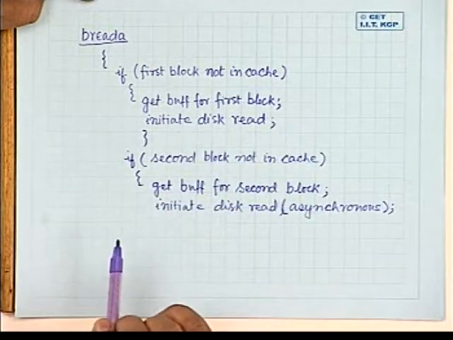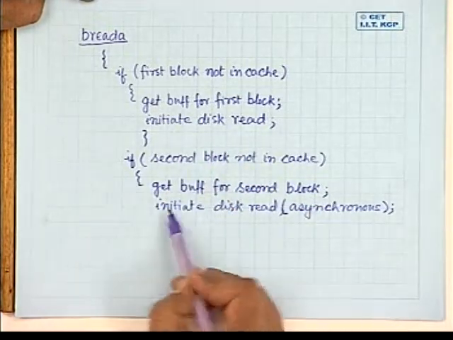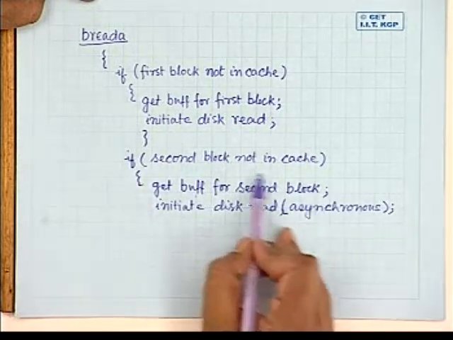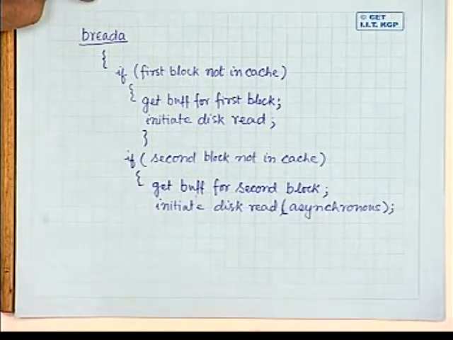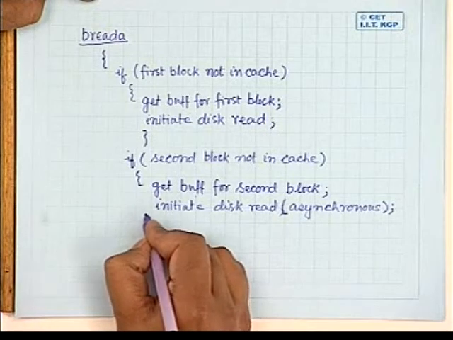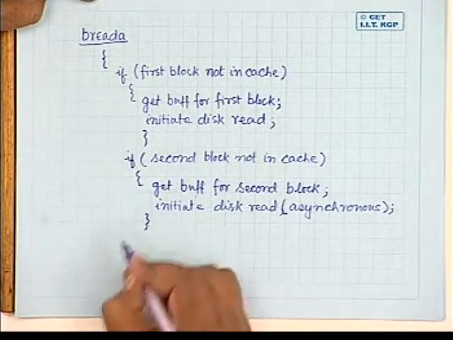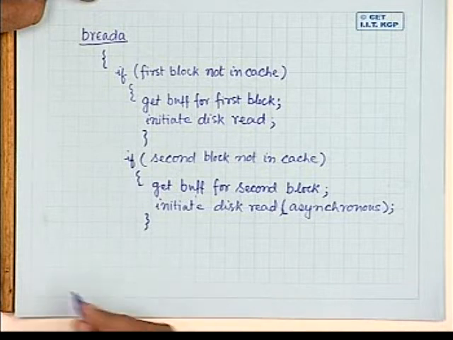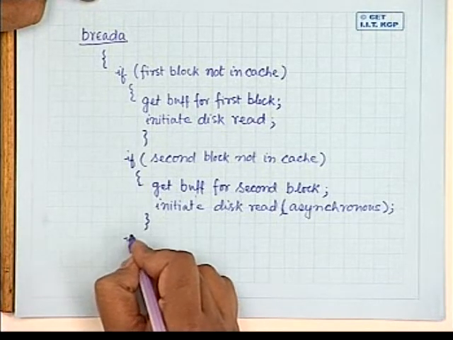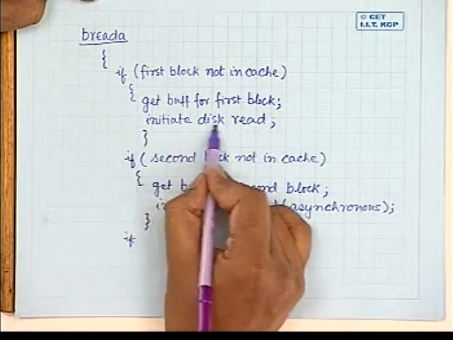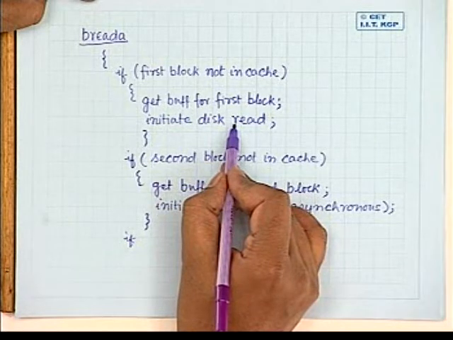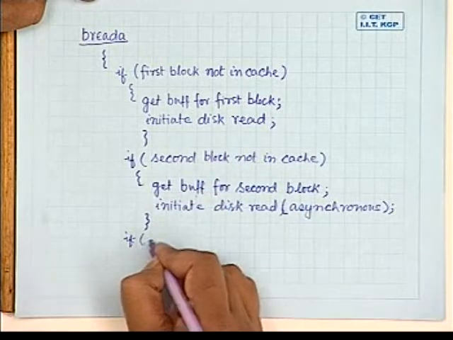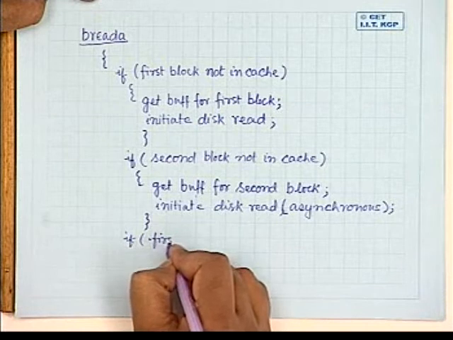But once the first block of data is available, the process can continue, and the read for the second block can continue in the background. So it simply initiates reading of the second block, and this read operation is asynchronous. And after that, here we have initiated reading the first block. Here we check if the first block is in the cache.